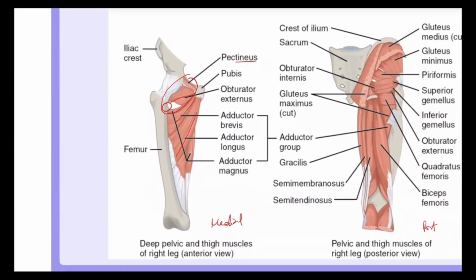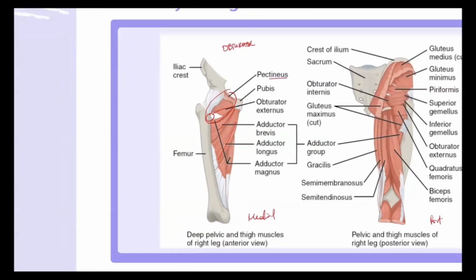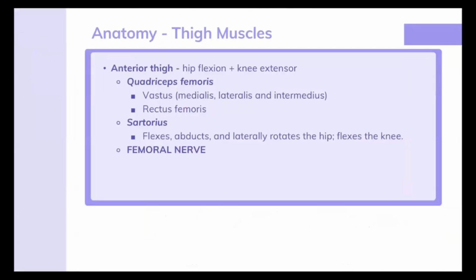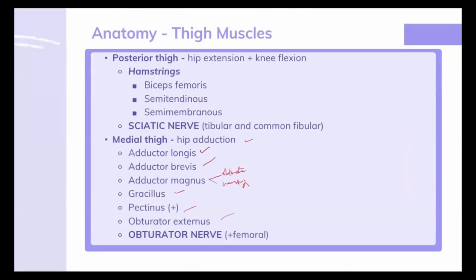I think that covers most of the muscles here, and for them, the nerve supply is the obturator nerve, except for pectineus, which also receives a supply from the femoral nerve. That's mostly just because of location, because it is overlapping with the same area as the femoral nerve supplied muscles. So that's medial thigh done. And then we have the posterior thigh, which is hamstrings, and that's it.